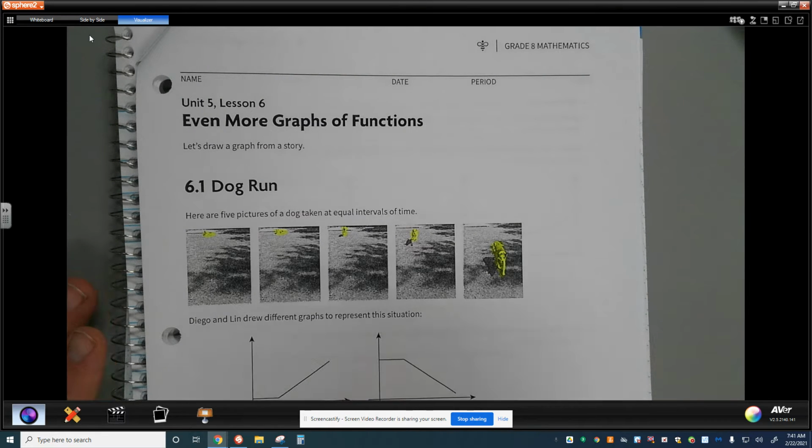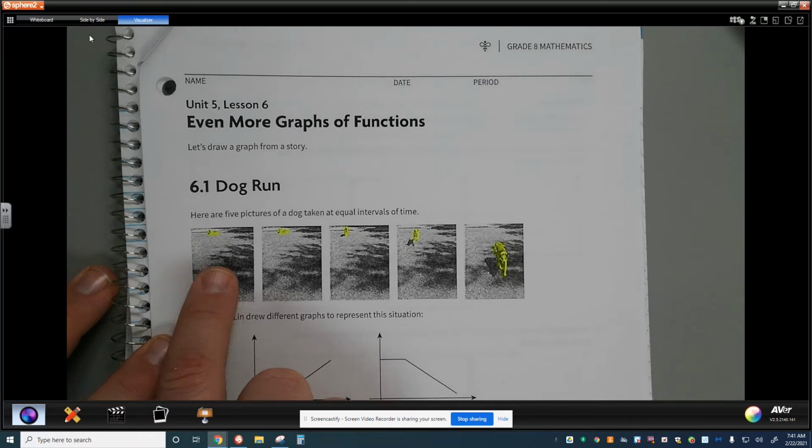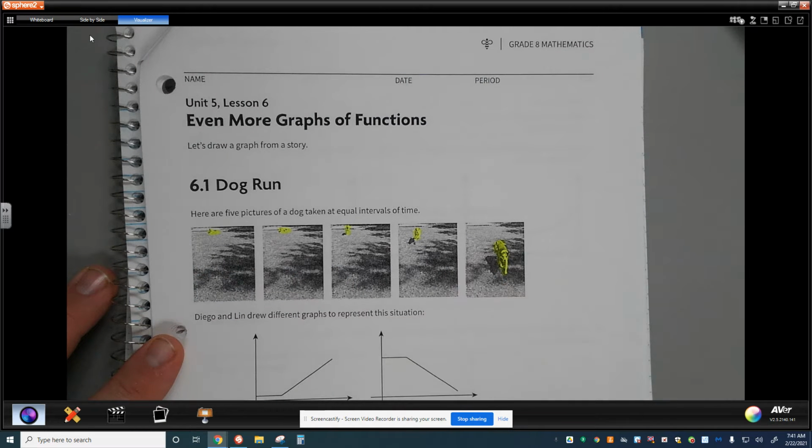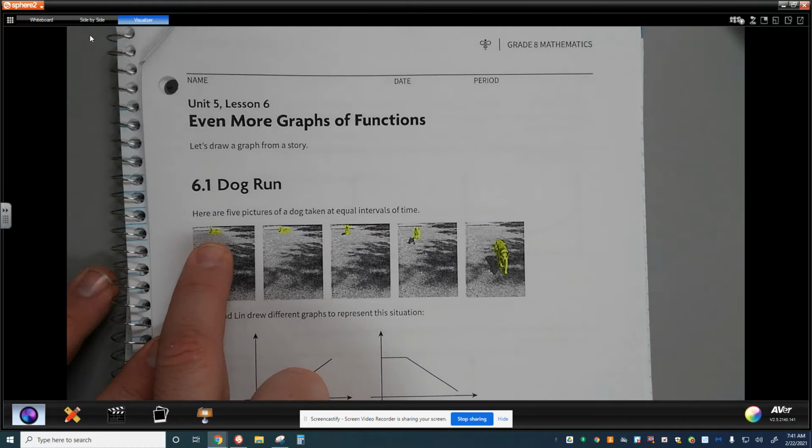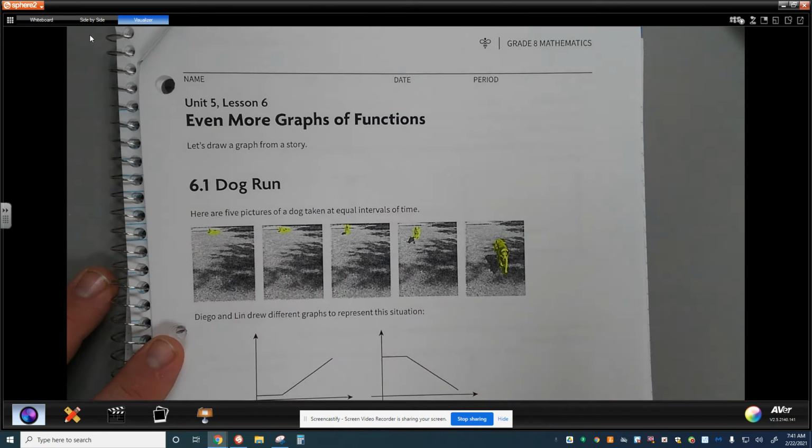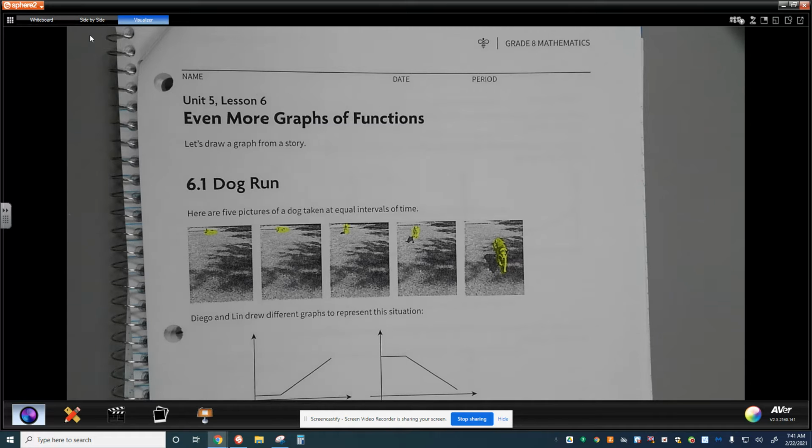In this function, you have 5 pictures of a dog that are taken at equal intervals of time. And it was really hard to see this, so I made a special highlighted dog. I think it's a little radioactive. But Diego and Lynn both drew these from different representations, and here's what they drew.